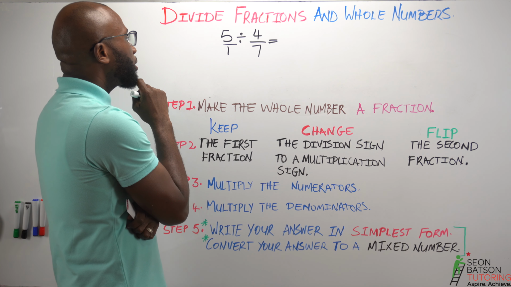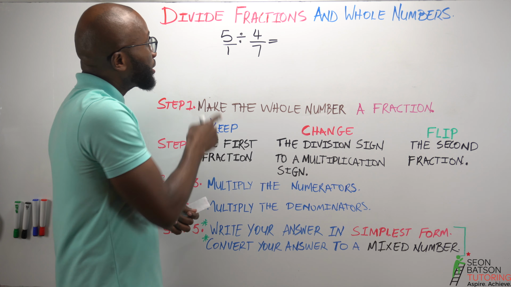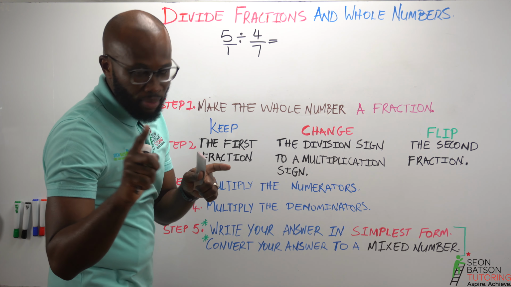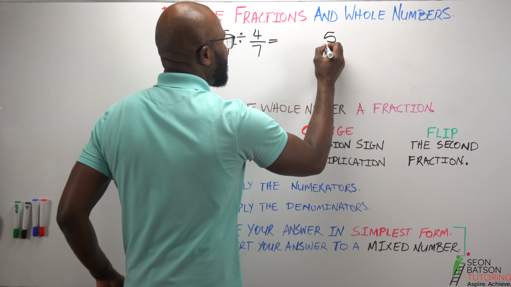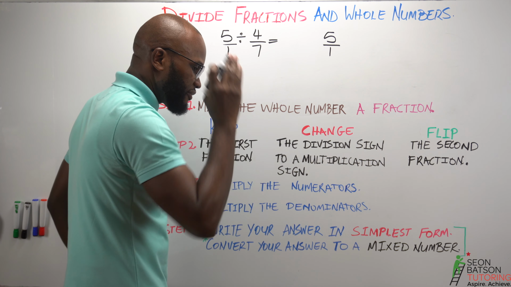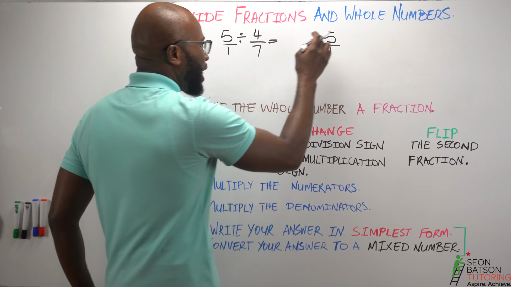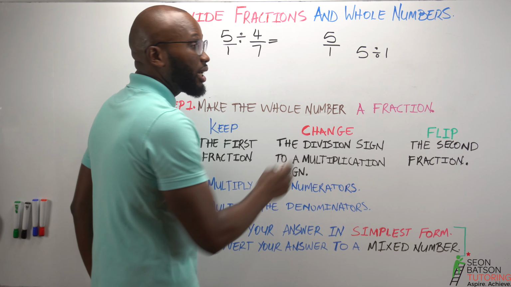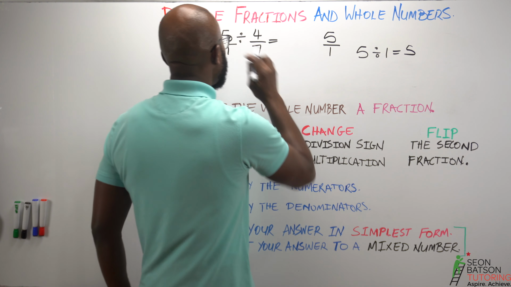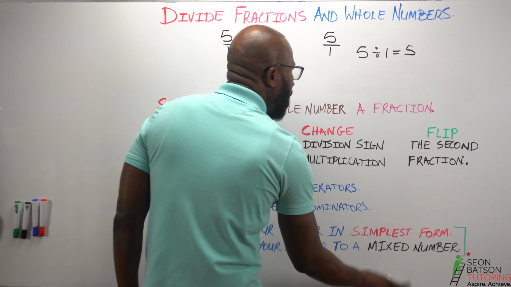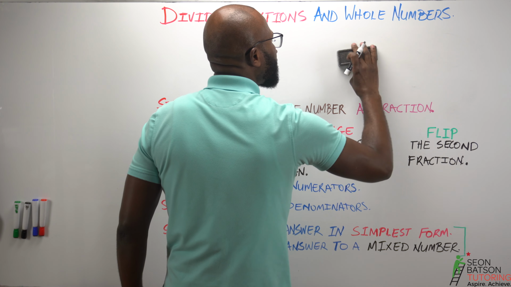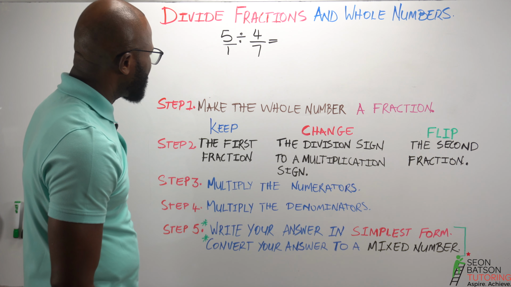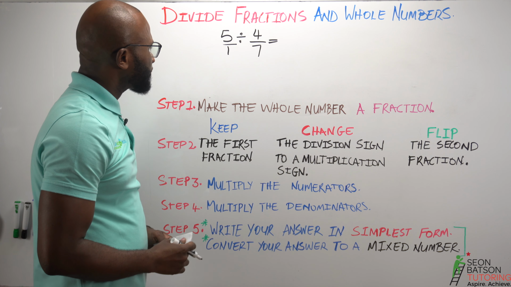Putting a 1 under the whole number gives us a fraction because we now have a numerator and a denominator. Also, remember, putting a 1 under the 5 does not change the value of the 5. 5 over 1 simply means 5 divided by 1, and 5 divided by 1 is 5. So we still have our 5. Yes? So always remember, if you want to make a whole number a fraction, simply put a 1 under the whole number.